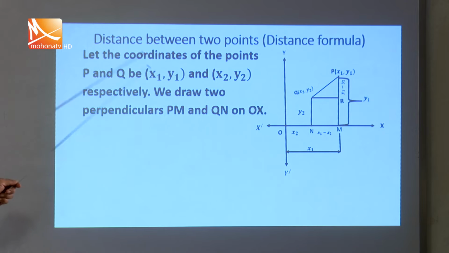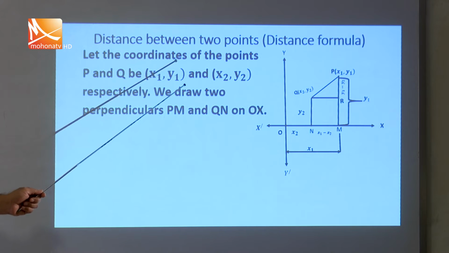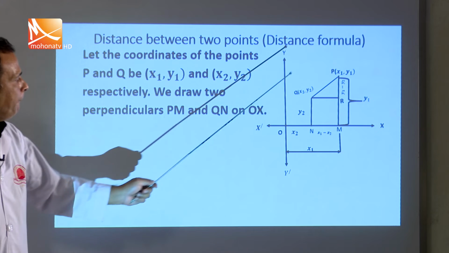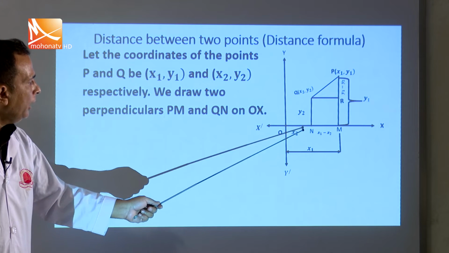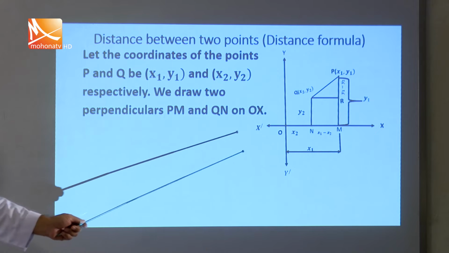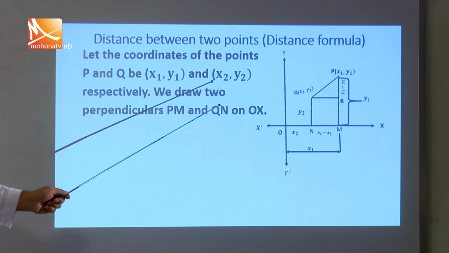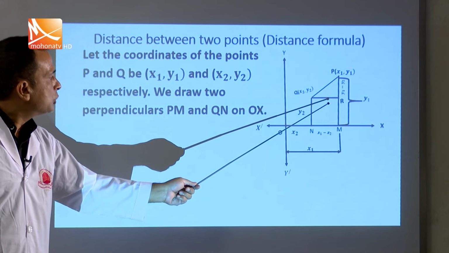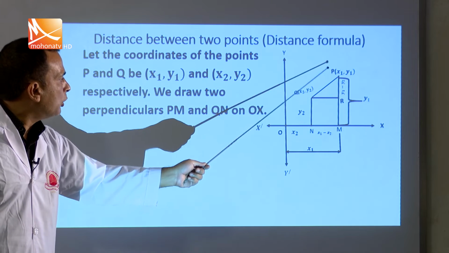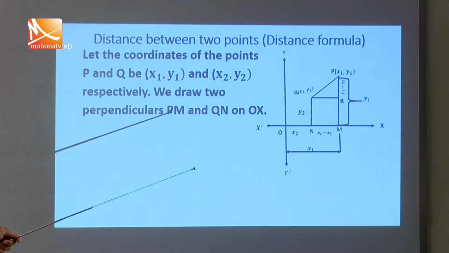Okay. Let the coordinates of the points P and Q be x1, y1 and x2, y2 respectively. We draw two perpendiculars PM and QN on OX respectively. Then another perpendicular QR is drawn to PM. Okay. You just see that.